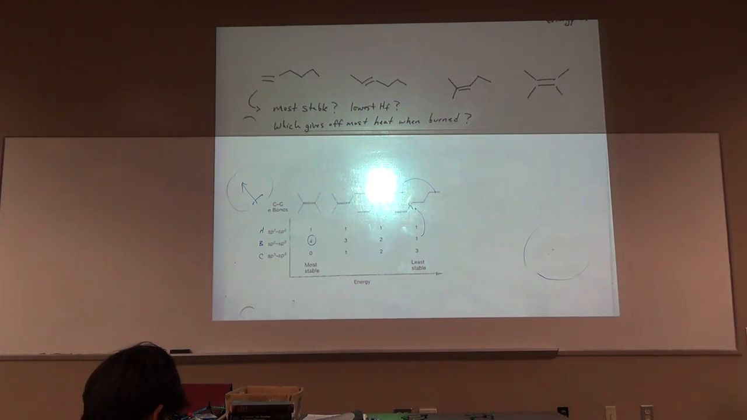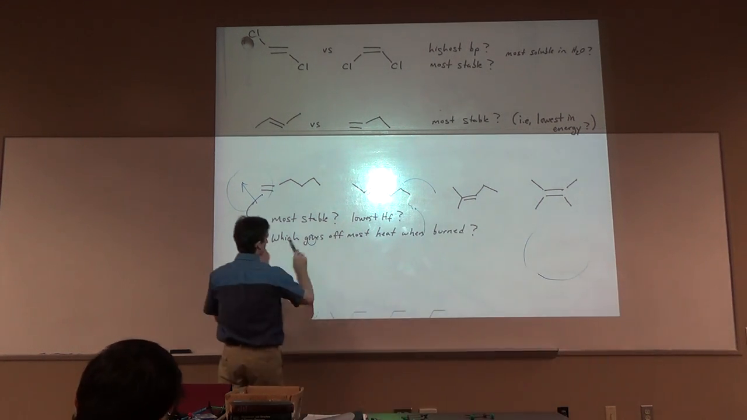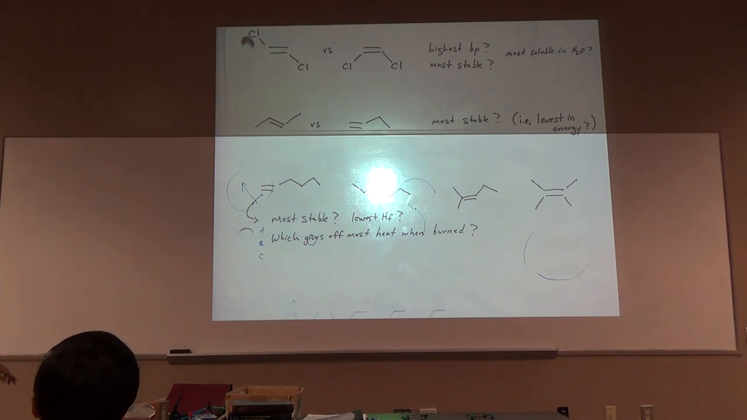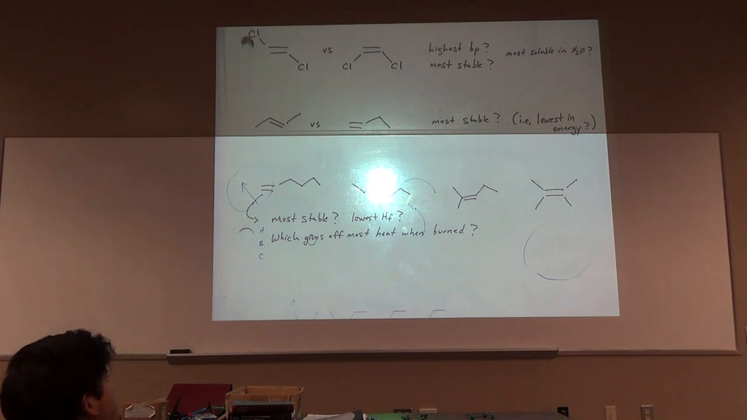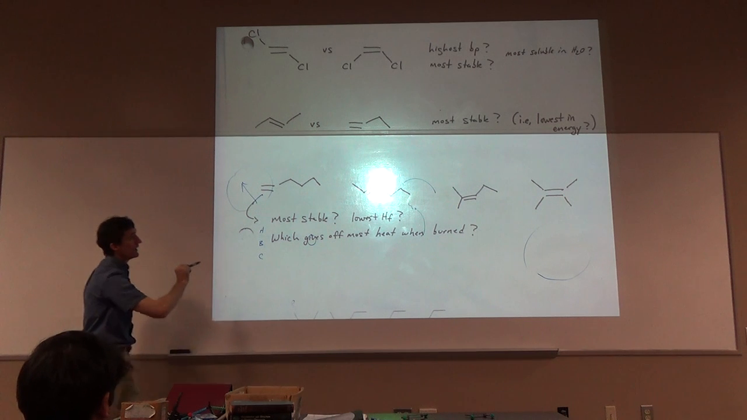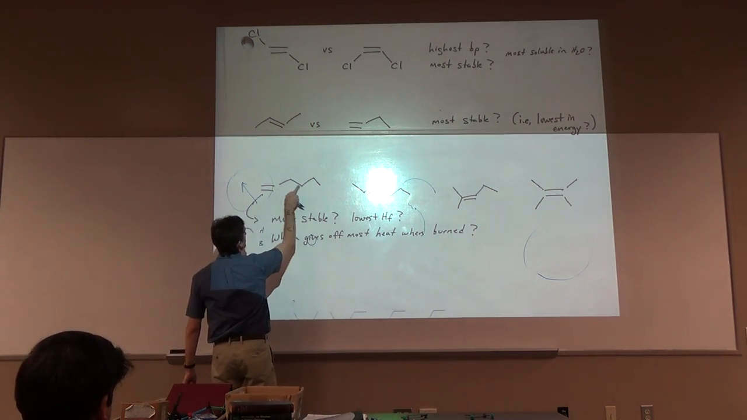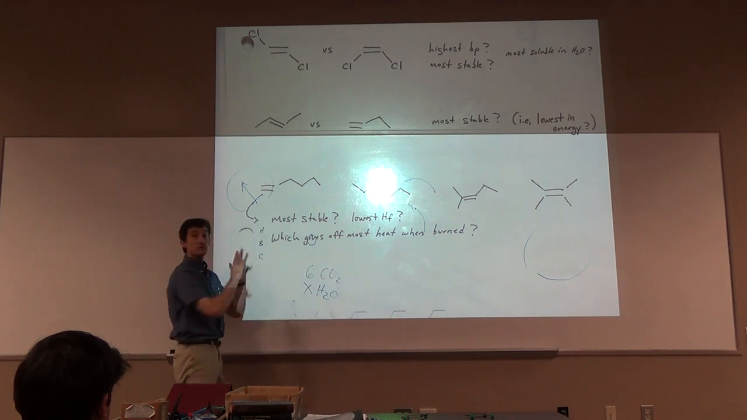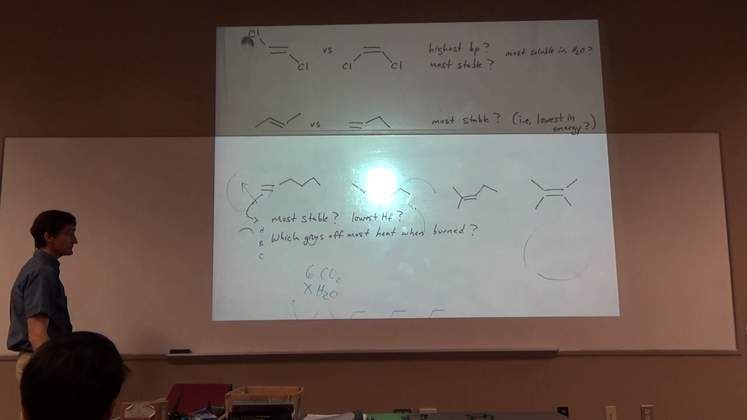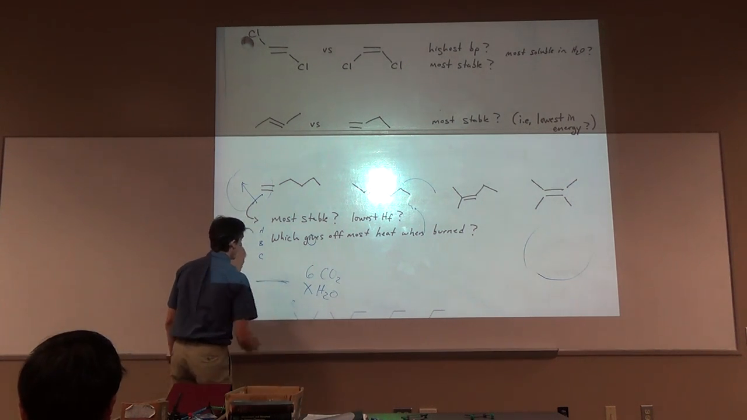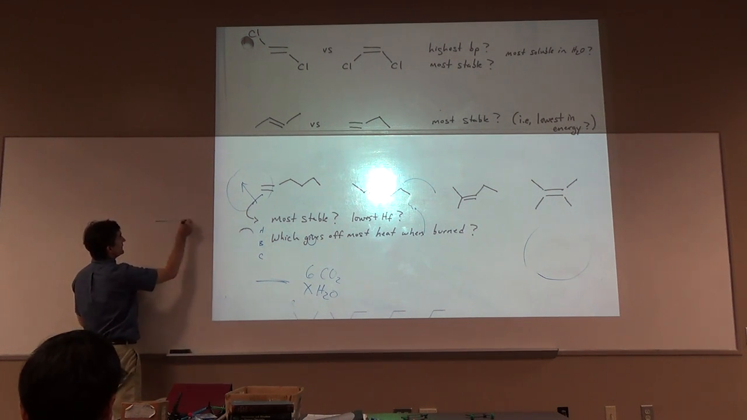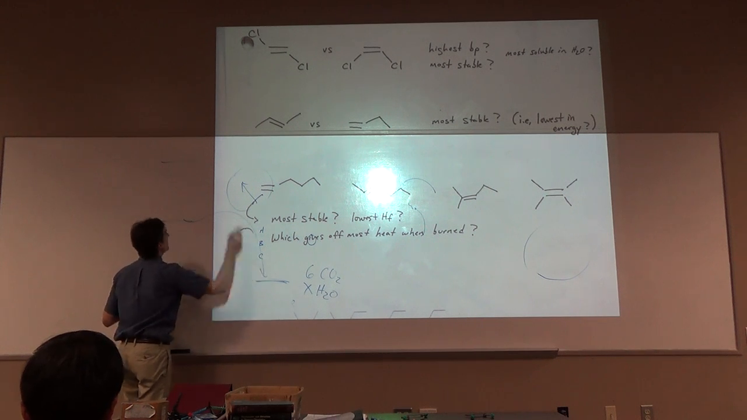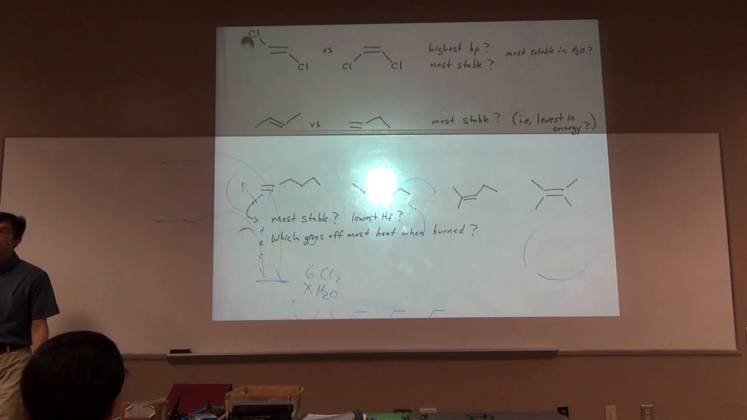Questions about that page? We missed a couple. What did we say up here? Which of these four would give off the most heat when burned? Well, the most stable or least stable? When they're burned, they all produce 6 CO2 and some number of H2O. They all produce the same thing because they all have the same formula to burn. So they all come down to this point. Which one gives off the most heat? The one that starts here or the one that starts here? I mean, which one of these scenarios is giving off more heat?